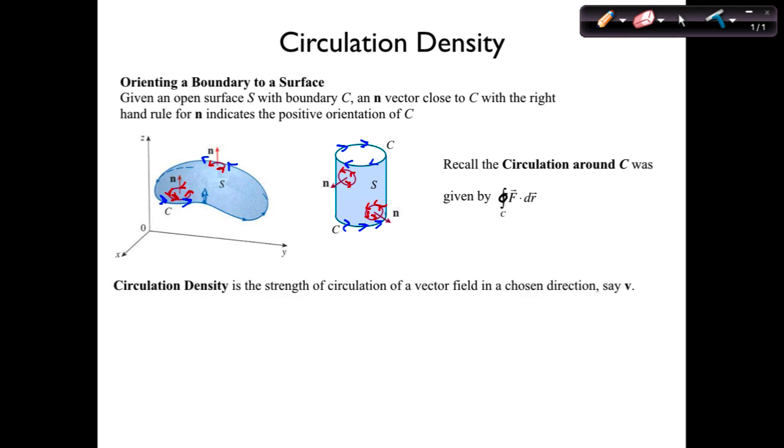So what is circulation density? Flux density was what? It was flux around a point per volume. Circulation density is the circulation integral per area that the circulation loop encloses. So it's the same kind of concept as flux density, but it's kind of like a two-dimensional version of it.